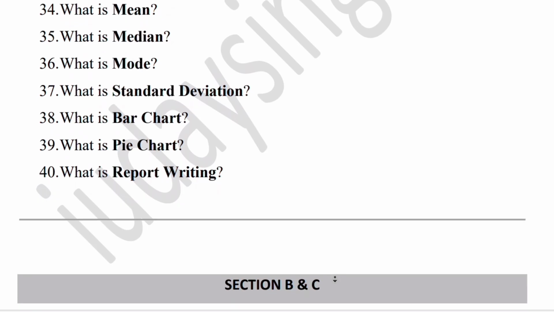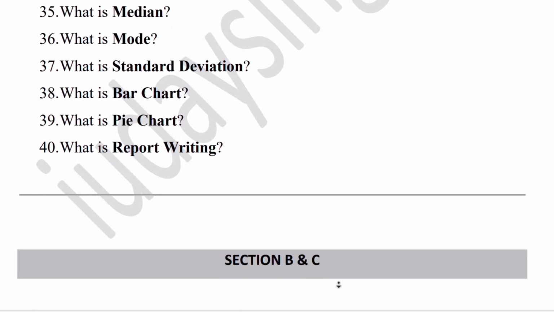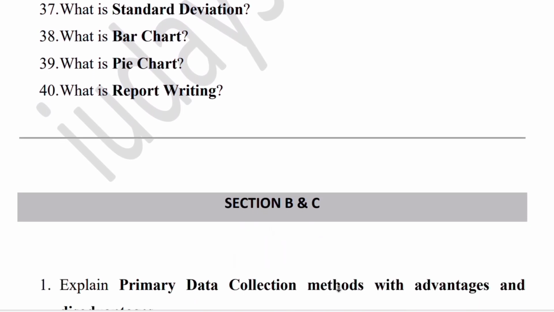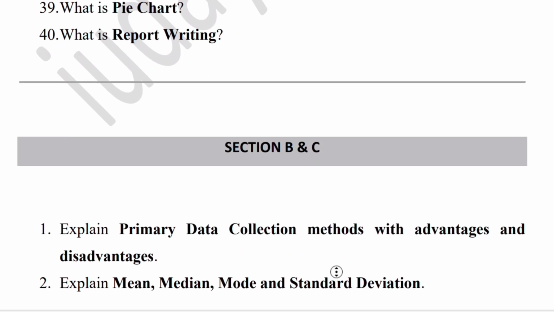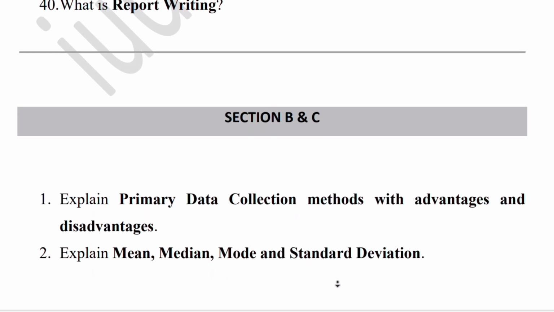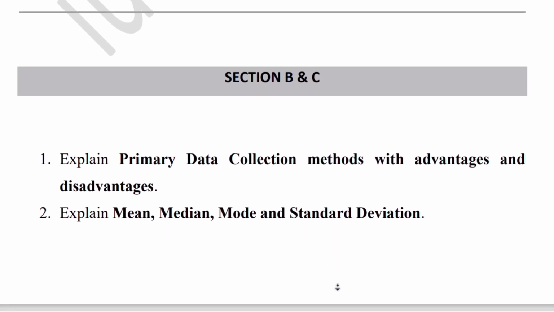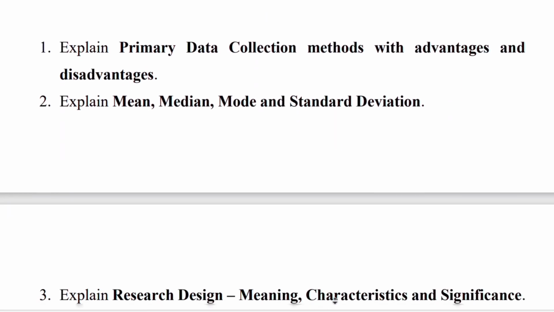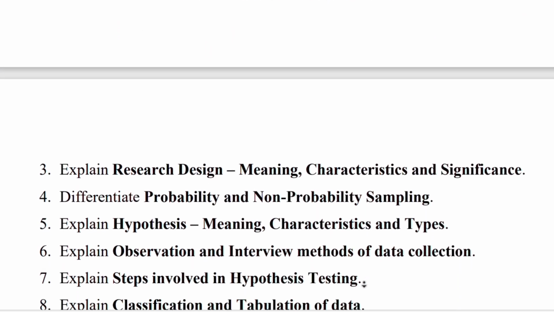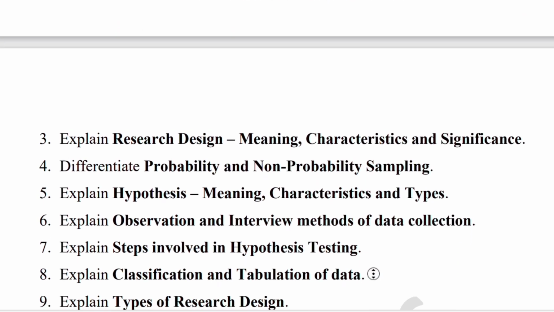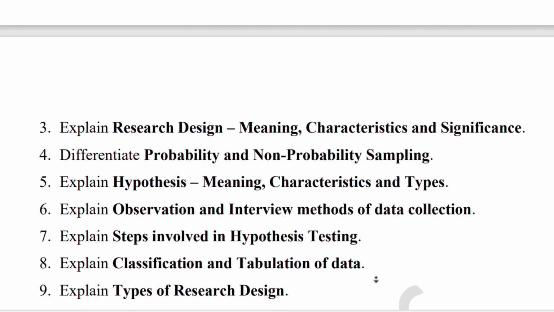Section B and C, long answer questions. 1. Explain primary data collection methods with advantages and disadvantages. 2. Explain mean, median, mode, and standard deviation. 3. Explain research design, meaning, characteristics, and significance. 4. Differentiate probability and non-probability sampling. 5. Explain hypothesis, meaning, characteristics, and types.